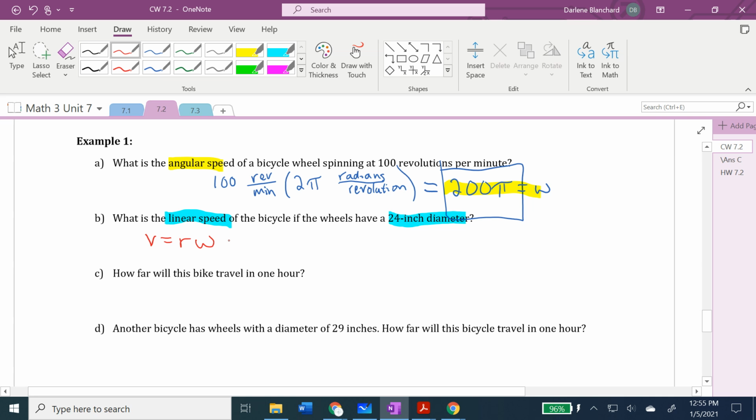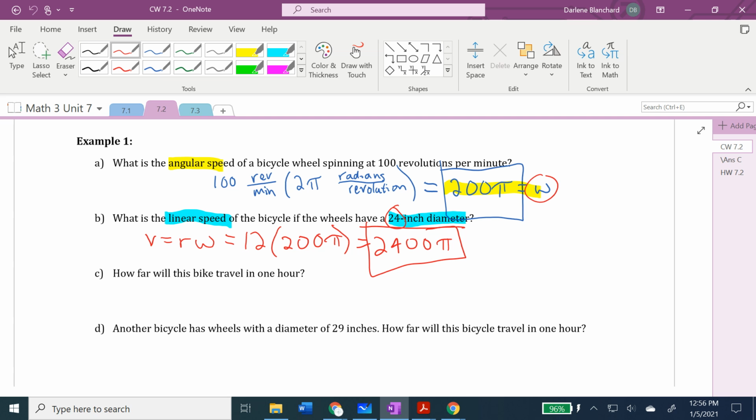12. So the radius is 12 if it has a 24-inch diameter. And the angular speed was found in the previous part, and that gives me a total of 2400 times pi, which you can leave as 2400 pi, or you can find the decimal equivalent, whichever. So that's the answer to part B.